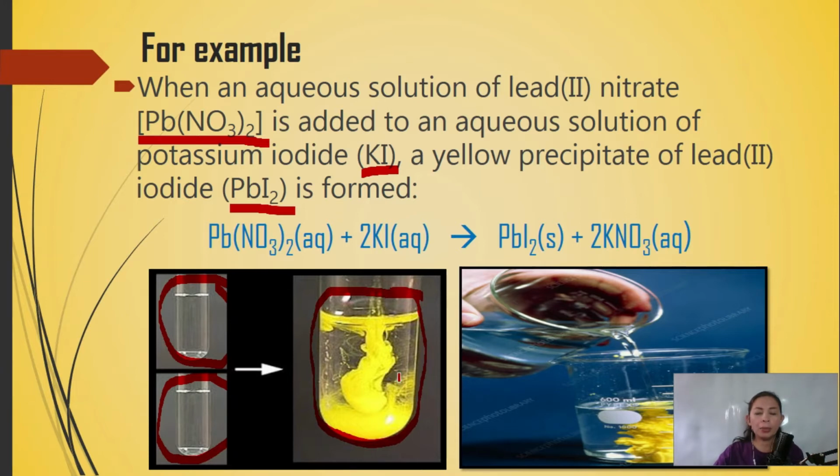And how do we know that there is a precipitate? That is because in the solubility rules, lead-2 iodide is insoluble in water. Because of the formation of this precipitate, we can say that this one is an example of precipitation reaction.